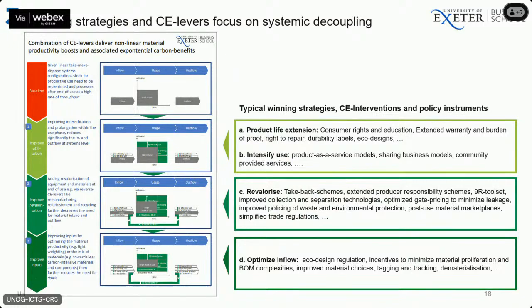Now, the tricky part is, what are winning strategies to actually do this? Coming back to the levers that we've seen, there is typically quite a number of existing regulations in place: take-back schemes, service incentives, trying to foster eco-design, etc. But they all talk to individual levers of this system that we have seen. And therefore, it's important to think about a combination of measures and initiatives to actually achieve circularity at scale.